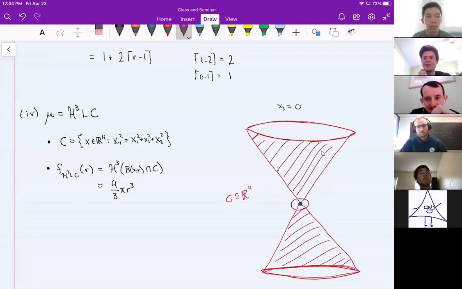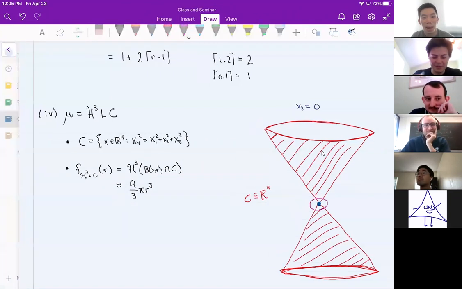Any other questions? There's still a whole ton not known. I have a question. I was wondering if you could tell us about the classification of measures in R and R2.